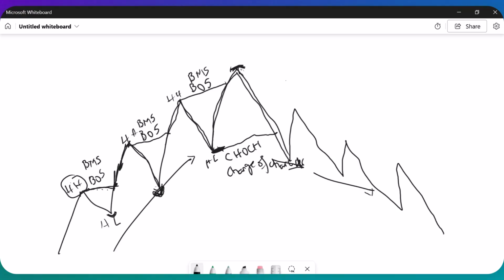Meaning price has changed its course. It's no more bullish, it's now bearish. So we can call it a change of character. We can also call it a flip zone. A flip zone, meaning price has flipped away from bullish to bearish. So now this is officially a lower high, and this is now a lower low. Do you understand it now?